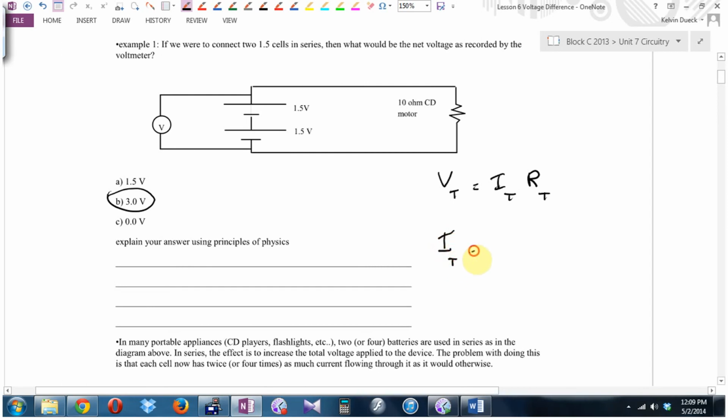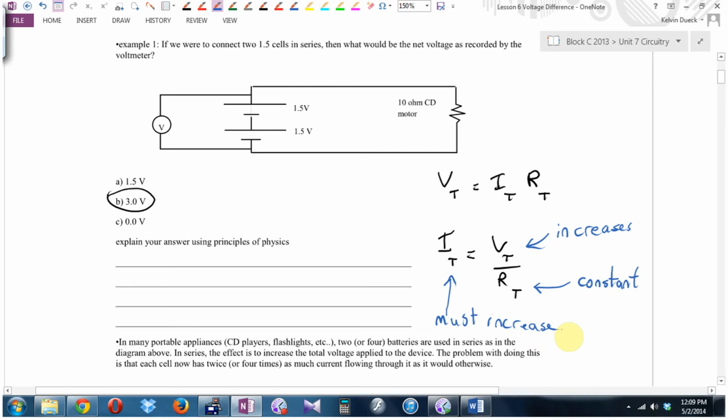Get the I by itself. If the resistance doesn't change, so for example, in a flashlight, it's the resistance of the bulb. In a CD player, it's the resistance of the motor. If that doesn't change and your voltage gets bigger, what happens to the total current? And when we're talking about a battery, Alex, total current is the electrons coming out of the battery.